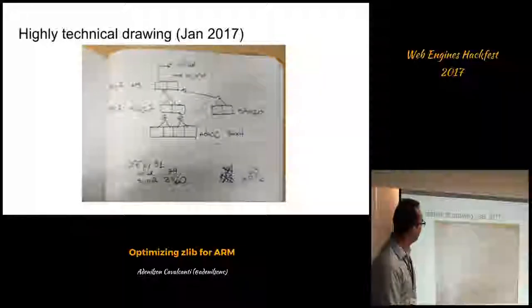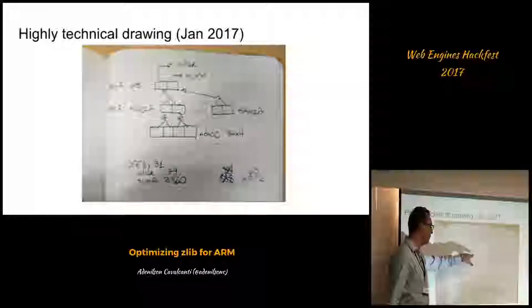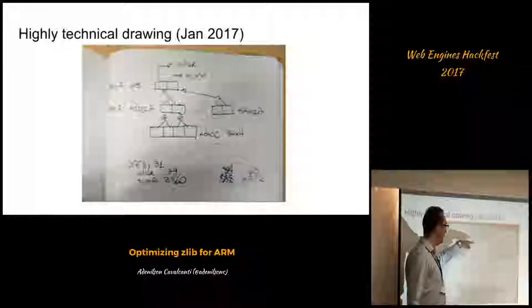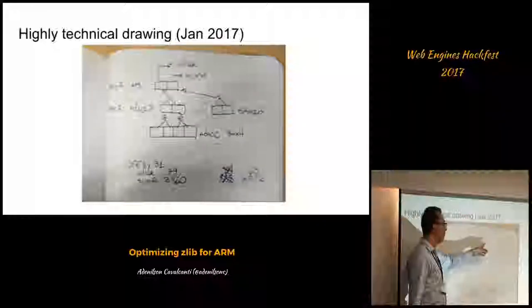But the basic idea is that we have a vector, we will perform the sum, and then we will recombine the elements at the end of the function, and we will have the other component in the sum.